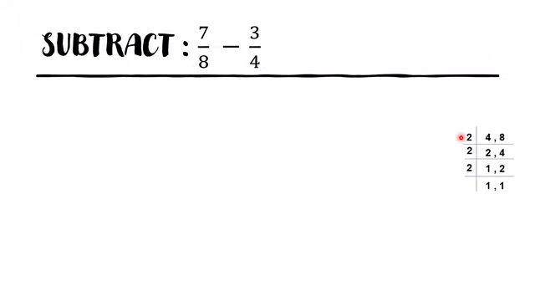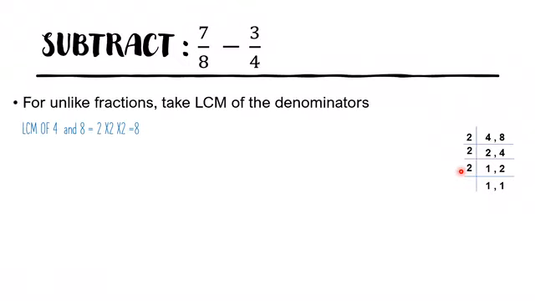You can divide it with their common prime factors until you get 1. So now the product of these prime factors will be its LCM. Hence the LCM of 4 and 8 is 8. 2 into 2 into 2, which gives us 8.